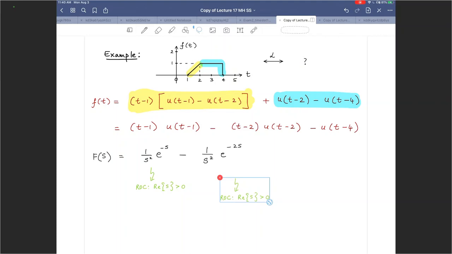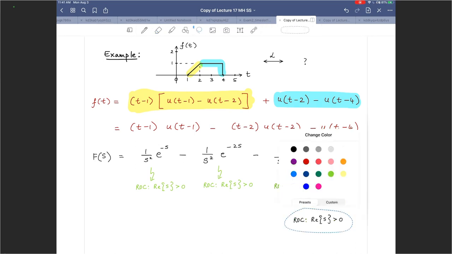Paste it right here. Next, minus u of t minus 4. Well, that is 1 over s for u of t, and minus 4 gives me e to the minus 4s. And the region of convergence, still the same. So the overall signal, I can actually write the same thing for the overall signal, because it is the intersection of all those three.